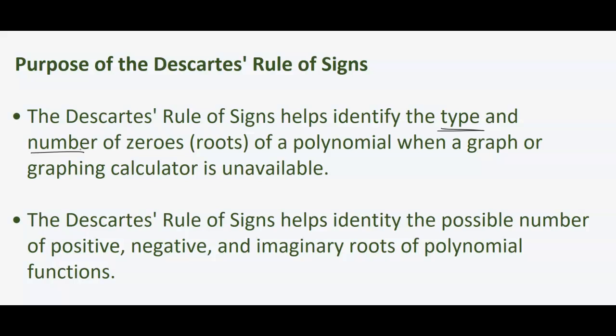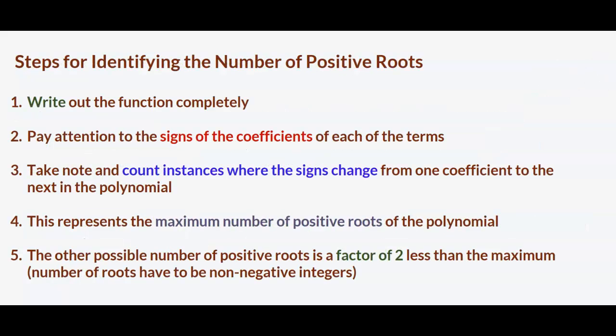imaginary. Imaginary roots will not actually be on the graph because imaginary means that it cannot fit on the number line, and you know our graph is mostly about number lines. And so we're going to use this rule to identify the possible number of positive, negative, and imaginary roots of polynomial functions. Let's start with the number of positive roots.